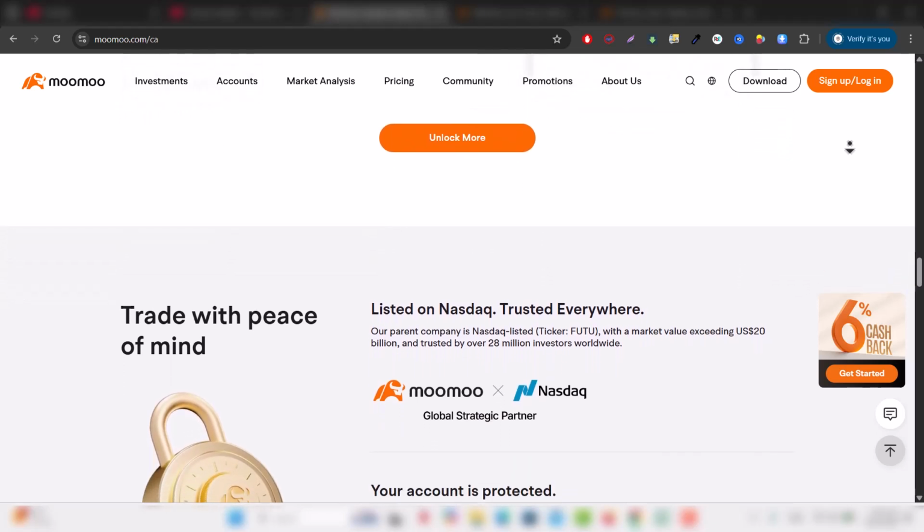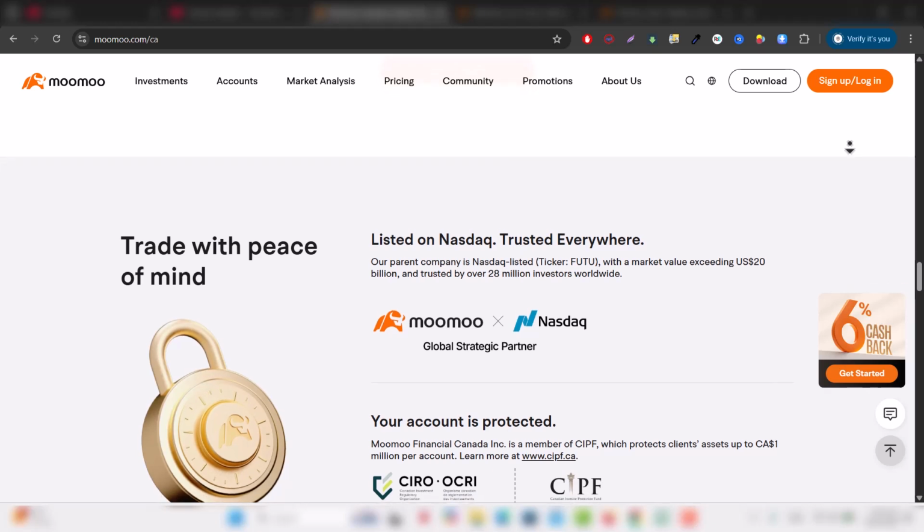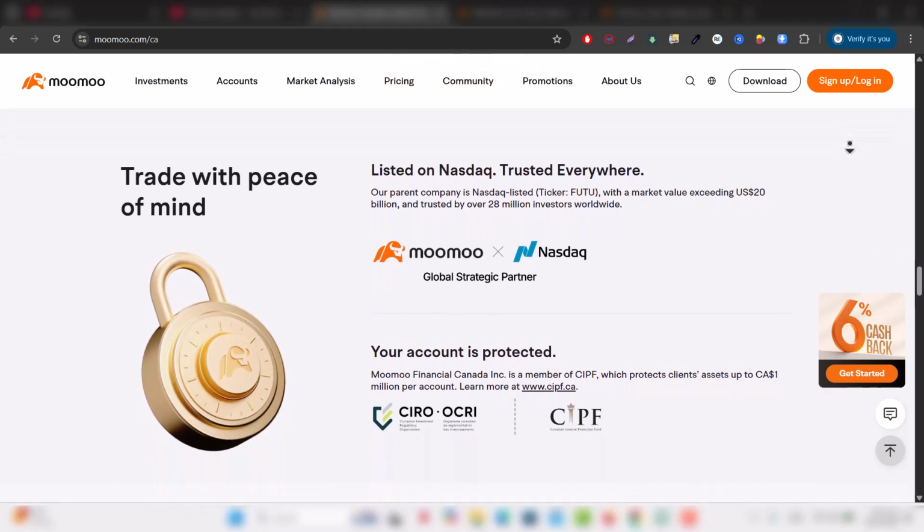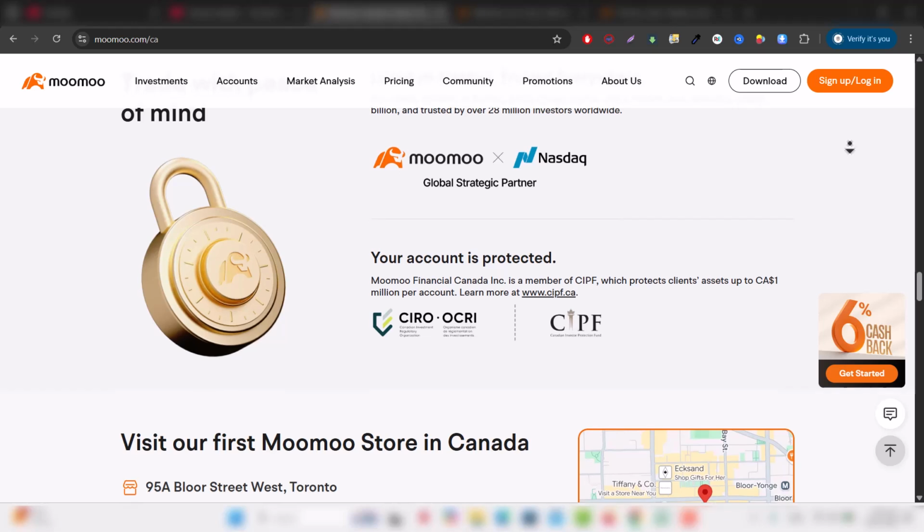And although MooMoo Canada is regulated and protected under investor protection frameworks, it's still important to understand exactly how your assets are handled and what protections apply.